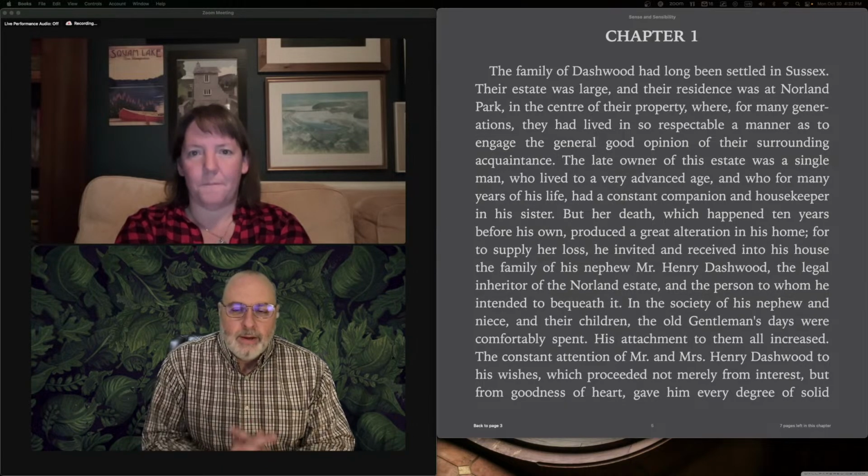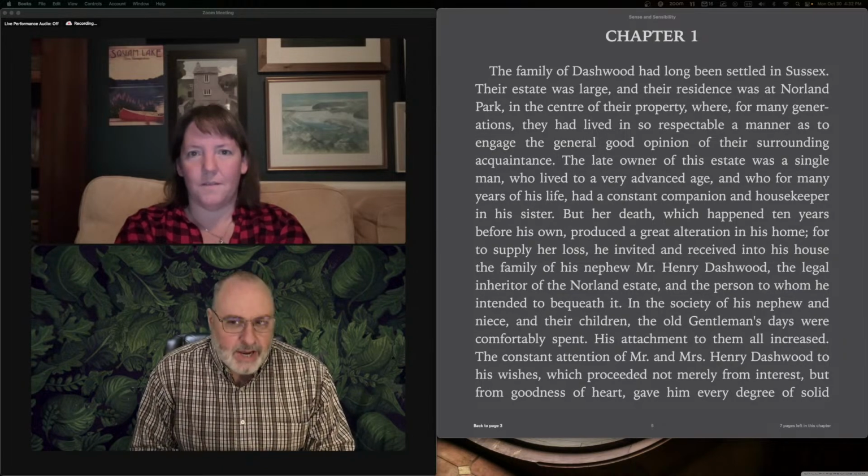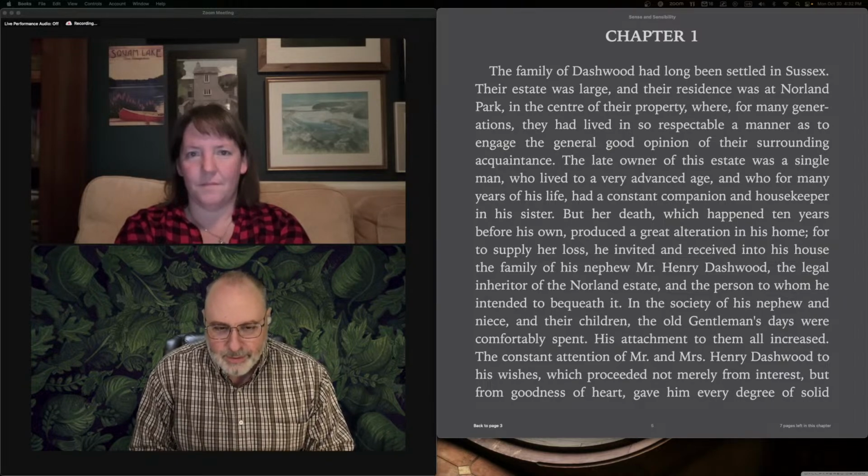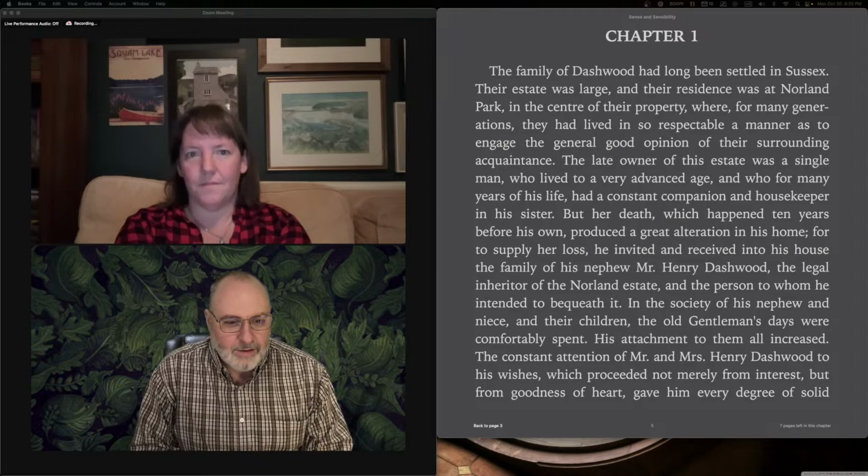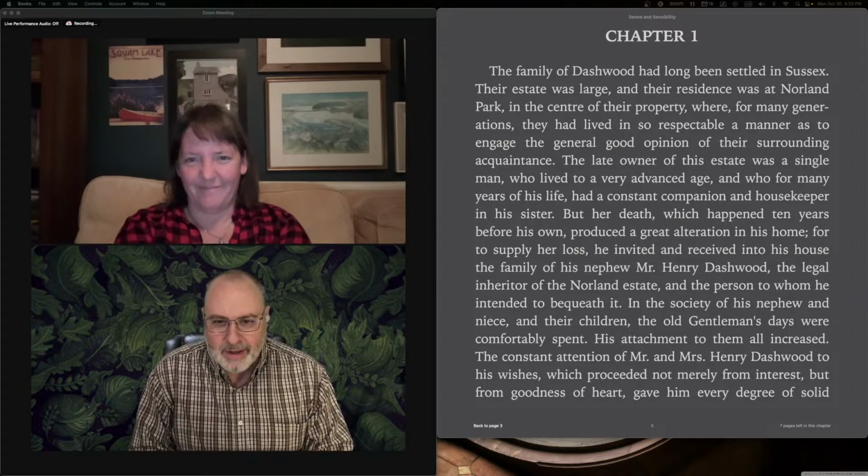Chapter 1. The family of Dashwood had long been settled in Sussex. Their estate was large, and their residence was at Norland Park, in the centre of their property, where for many generations they had lived in so respectable a manner as to engage the general good opinion of their surrounding acquaintance. Anyone else getting a Bilbo Baggins vibe? That sounds to me so much like the beginning of The Hobbit.